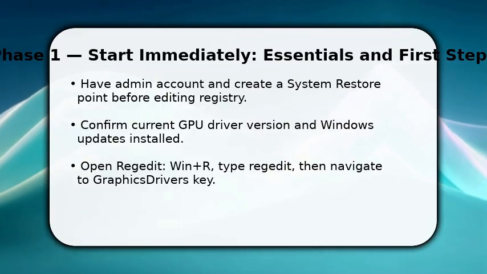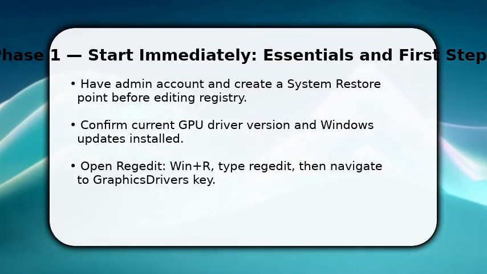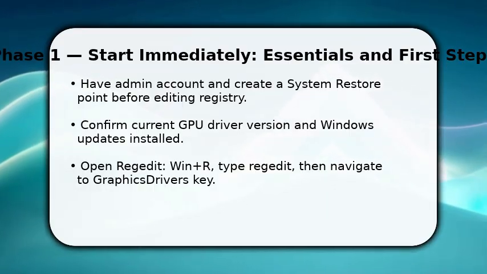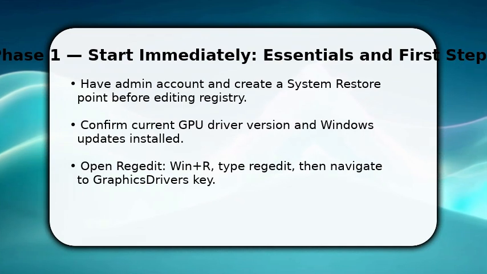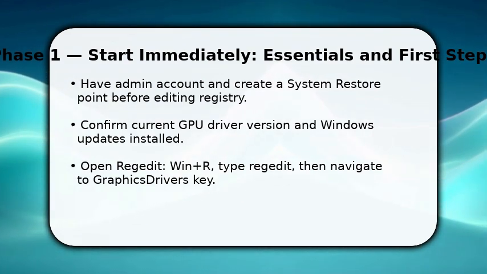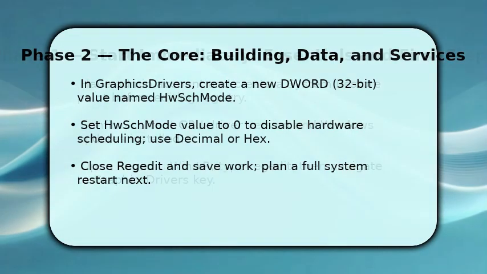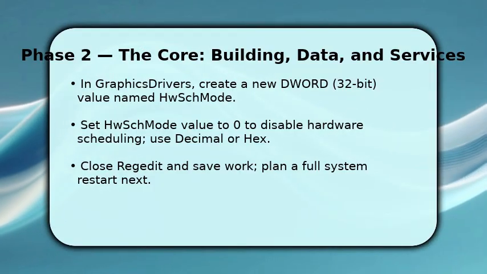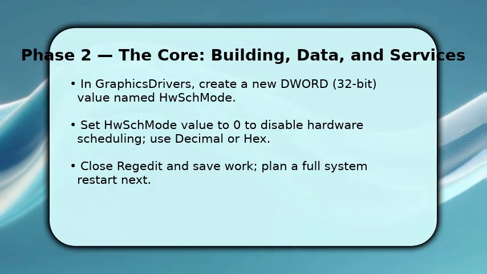Make sure to navigate to HKEY_LOCAL_MACHINE\SYSTEM\CurrentControlSet\Control\GraphicsDrivers. This is where you'll add the value to disable hardware scheduling. Take care, incorrect edits can affect stability, so proceed step by step. Once at the GraphicsDrivers key, right-click, choose New, then DWORD 32-bit value, and name it HWMode.